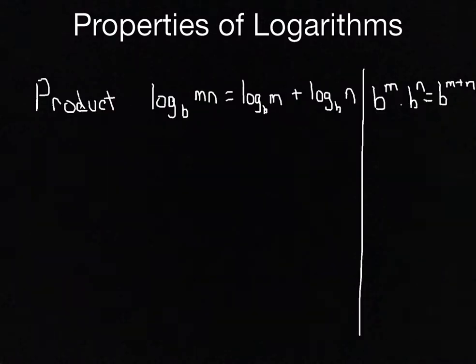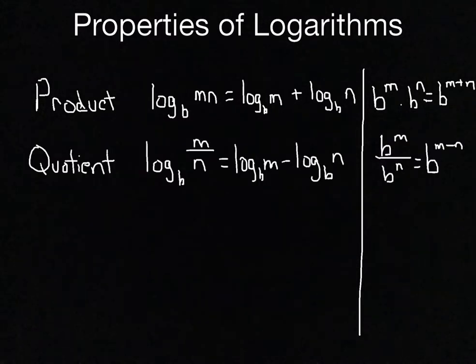So there's three properties that we're going to take a look at in this section. The first one is called the product property. The product property says this: if you have a log of m times n in base b, it could be rewritten as the log of m in base b plus the log of n in base b. And it's kind of similar to the exponential product property. If you have b to the m times b to the n, it was equal to b to the m plus n power. So when you're multiplying with logarithms, you can separate it into two individual sums, all right? Log of m in base b plus the log of n in base b.